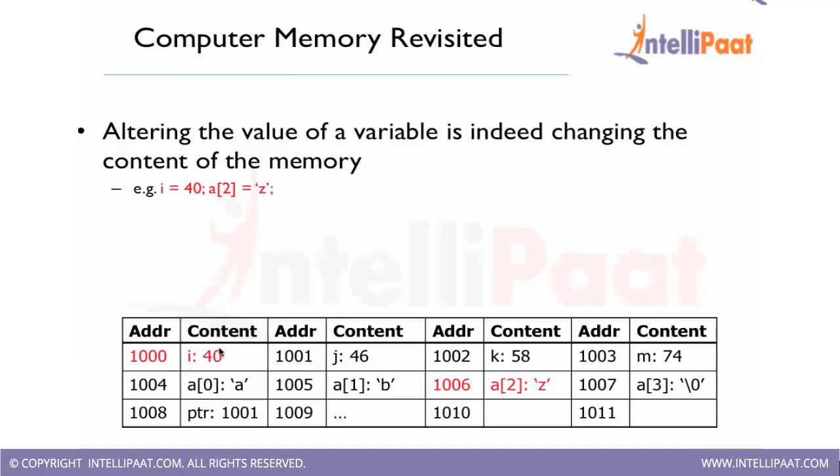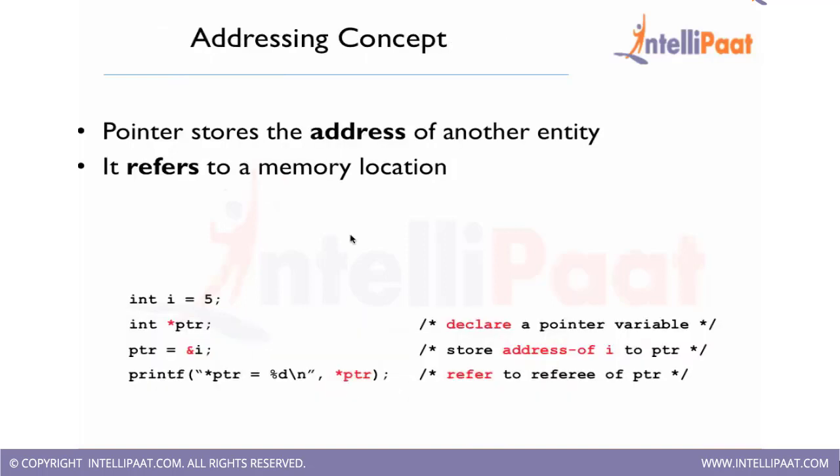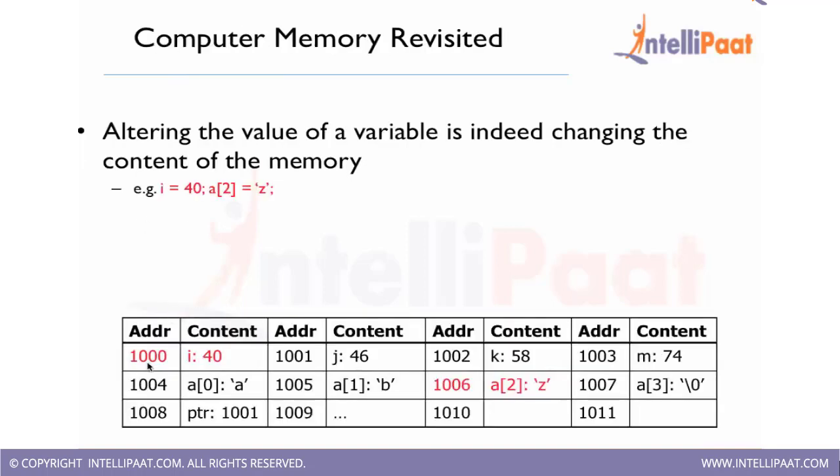So variable I, having value 40, is stored at address 1000. Similarly, a of 2 equal to z. So a of 2, having value z, is stored at address 1006. So this is how we store variables in computer memory. Pointers in C are nothing but references to the addresses of those memory slots. So whatever memory slots we have here, pointers are used to denote or point to these memory slots or addresses.